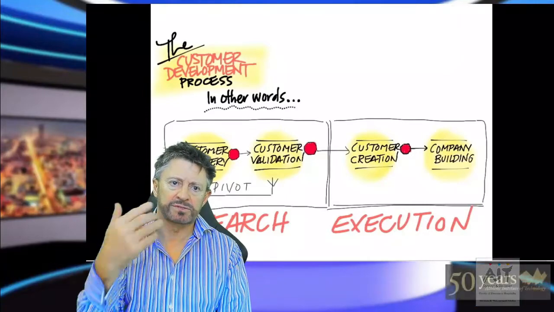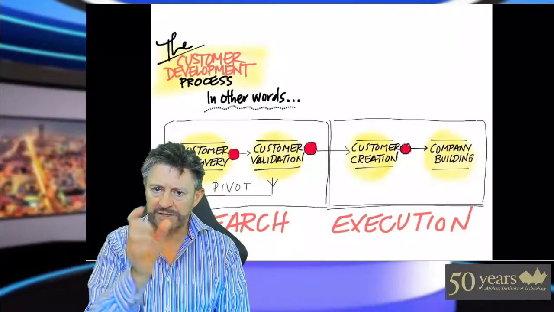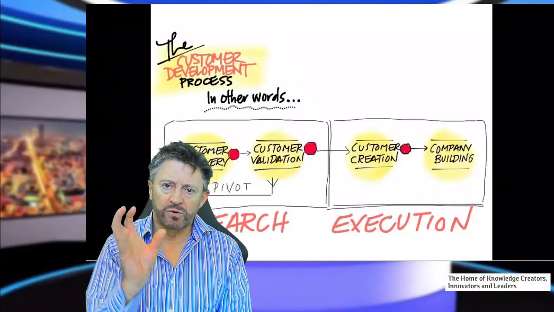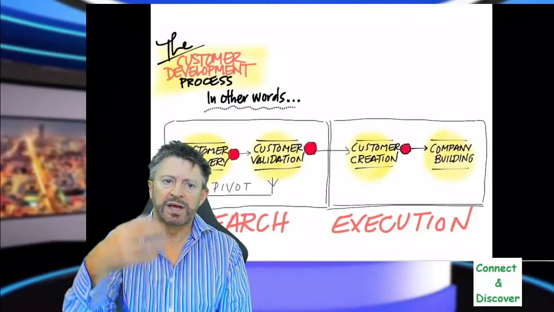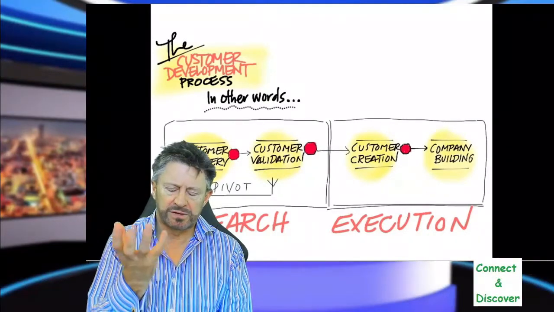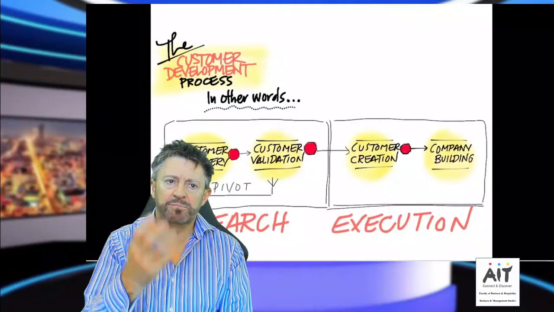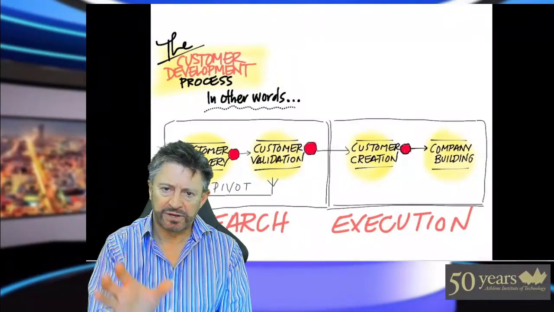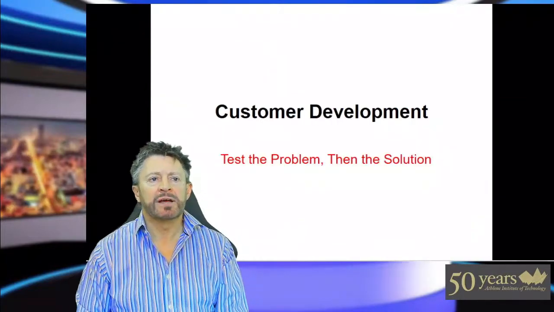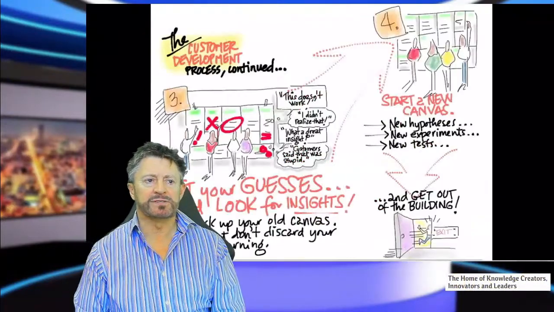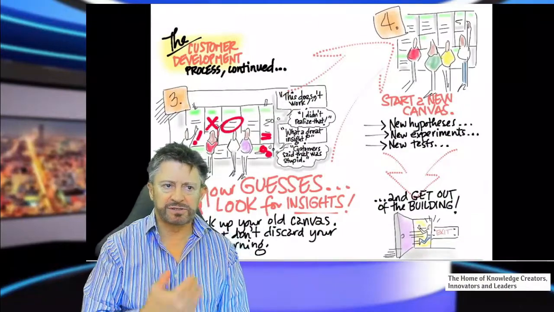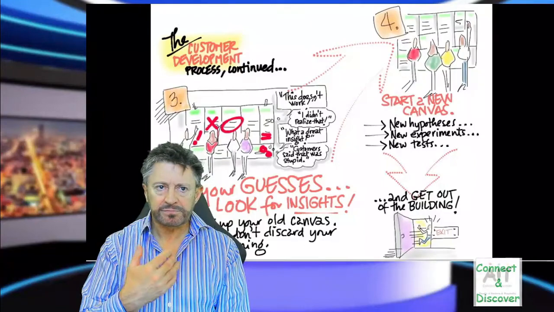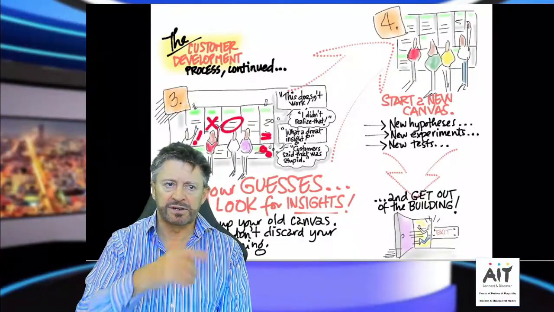And then when we have customer creation and we build a company, so when we identify what the customers want and more precisely what they want, then we know who these customers are. This is customer creation, and then we go and build our company, or we start to build our company, because we know more about the customers we're giving them. So we search, find out who they are, and then we execute, we give them what they want. And customer development, test the problem, then the solution.